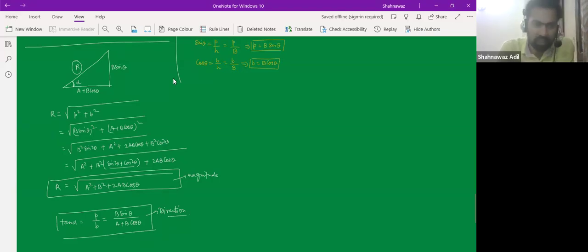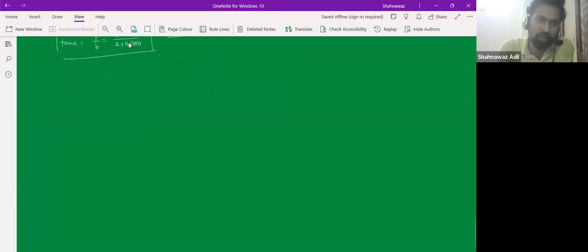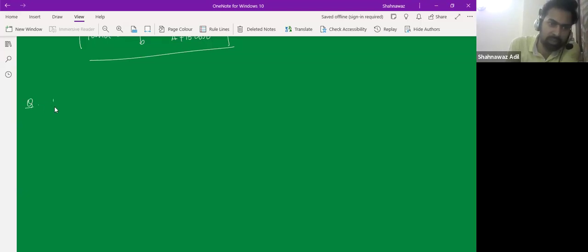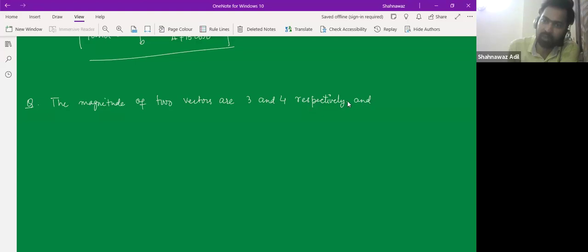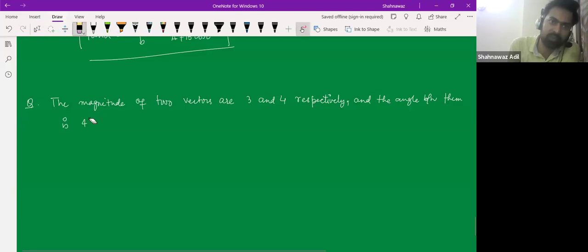Okay, so now let us do a question and then this would be more clear, right? So you are given the magnitudes of two vectors are 3 and 4 respectively, and the angle between them is 60 degrees.